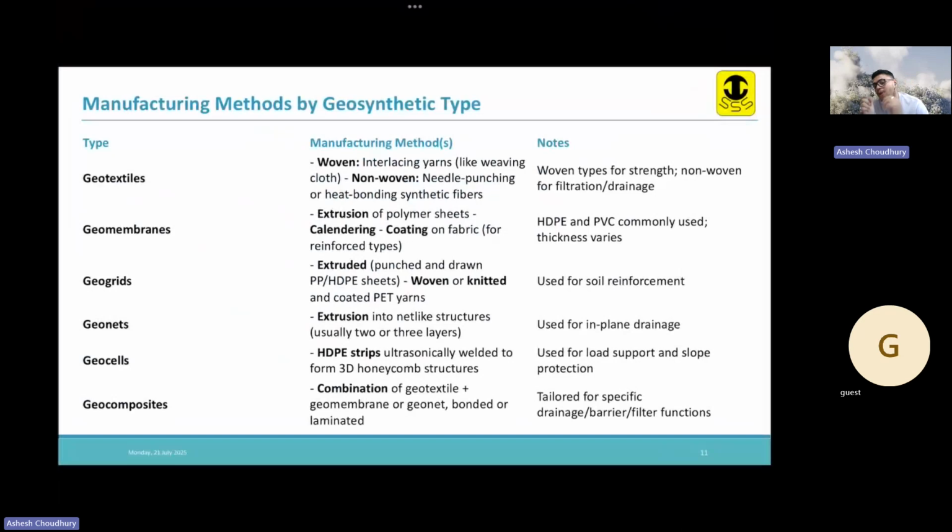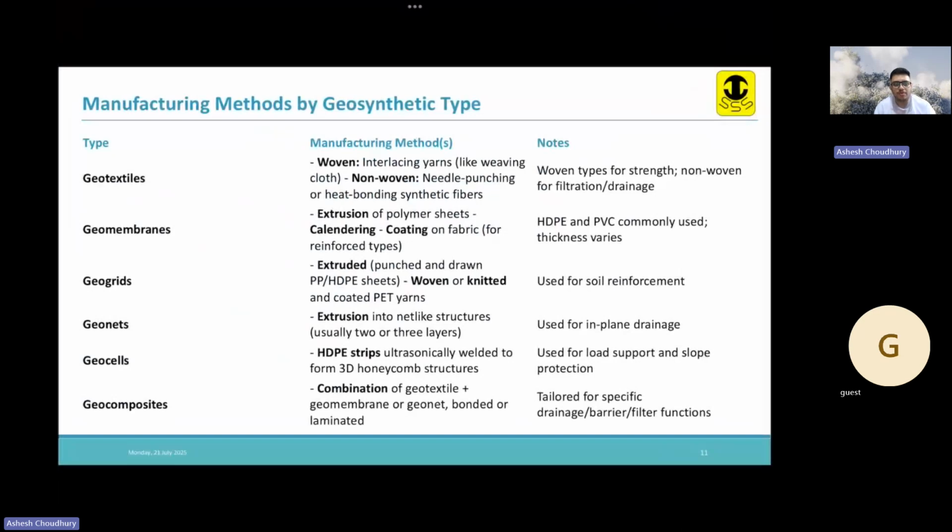Where we use which is also mentioned here. Woven geotextile is used for strength purposes, that is, wherever you want reinforcement, separation, all those things. Generally we try to use woven geotextile. And non-woven geotextile we generally use for filtration or drainage purposes.